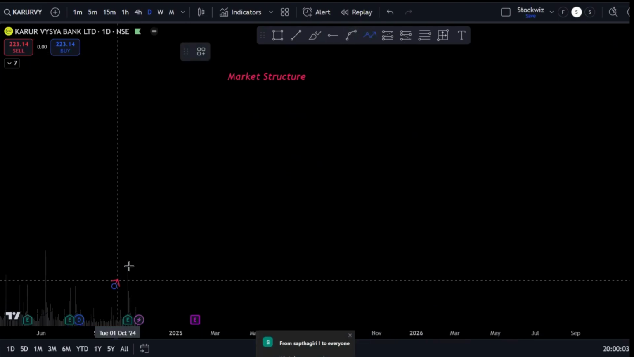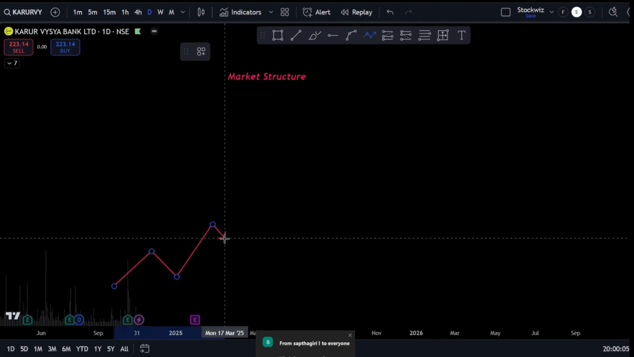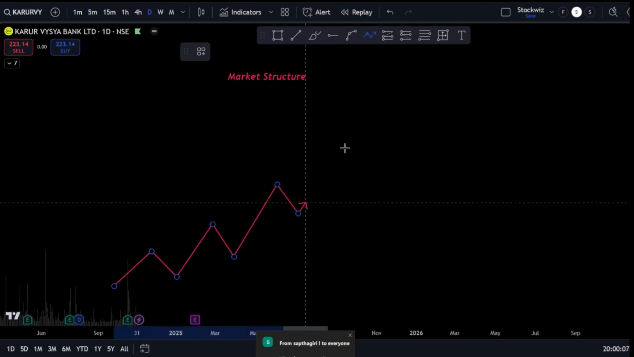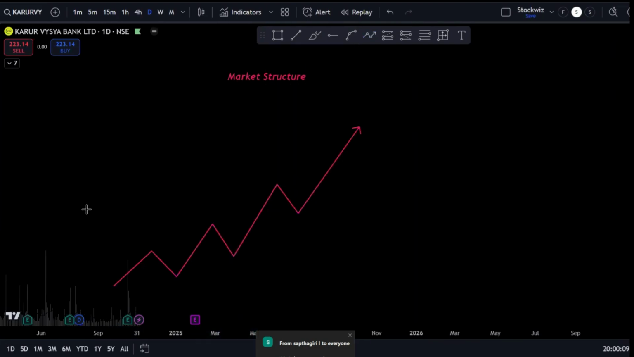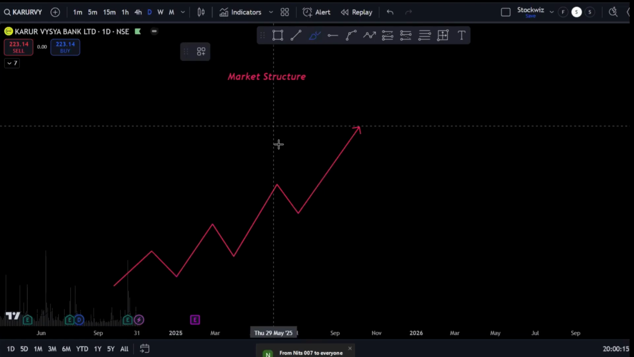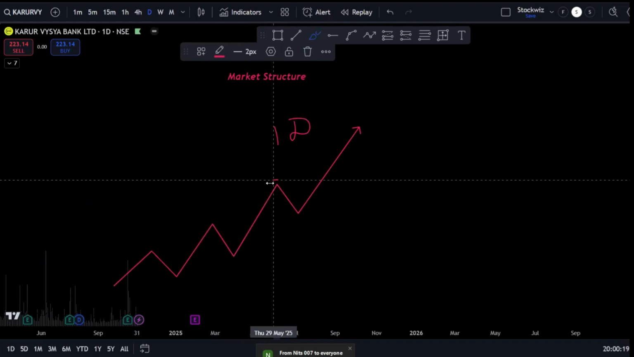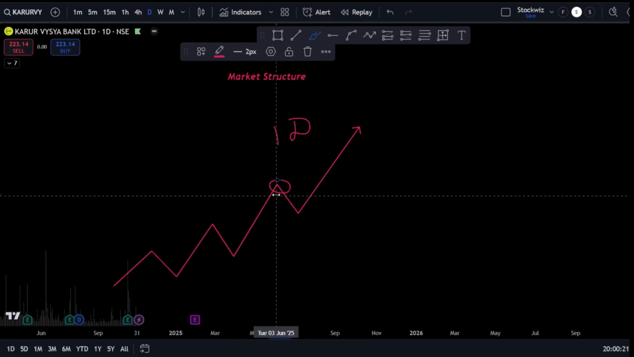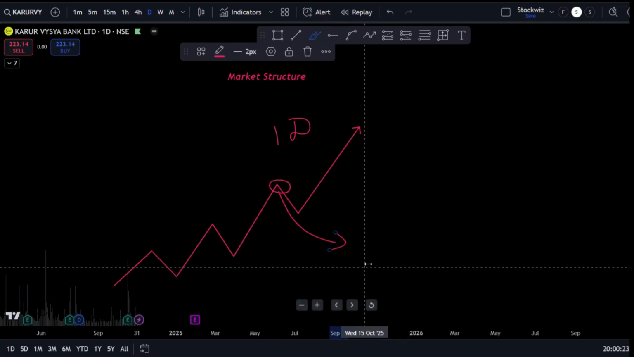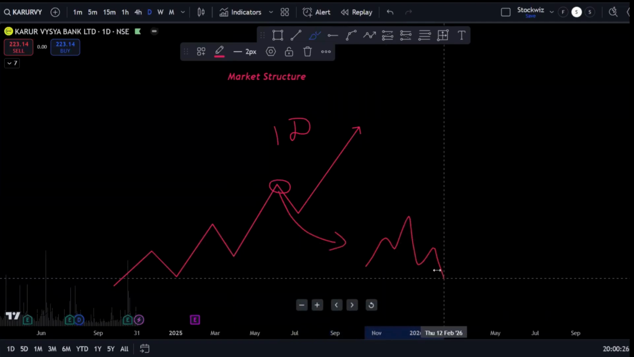See, on a daily time frame, we are seeing this. What is the trend on a daily time frame? It's clearly bullish, right? Making higher highs and higher lows. This is 1 day. Now, this part on a 5-minute time frame, how will this part look like? A change in character over here on a 5-minute time frame. Do you all agree with this part?